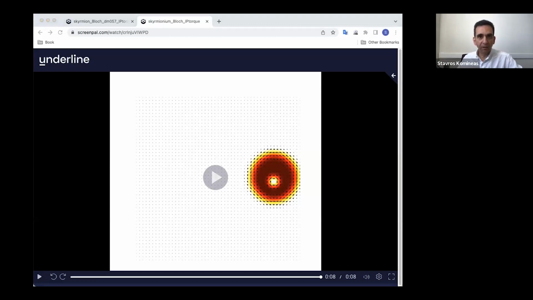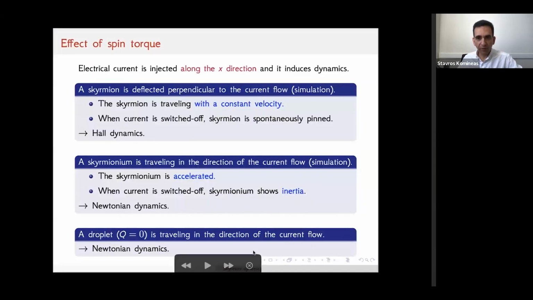And now I think I have to go back. This one. I think we are back to the presentation here. Let me reorganize the windows that I have here. Anyway.